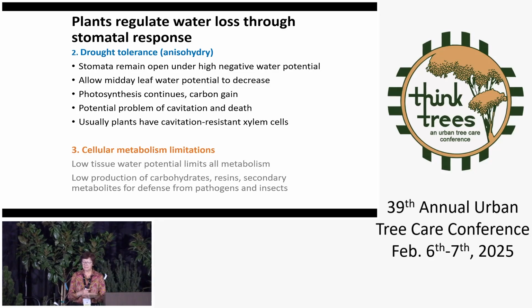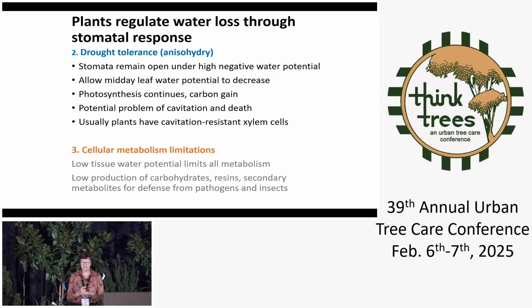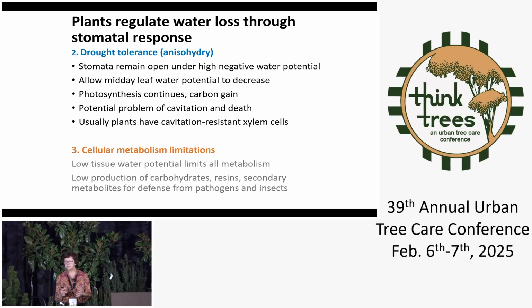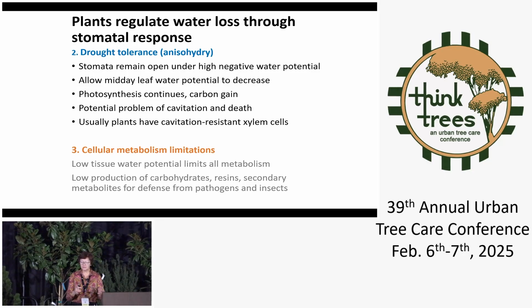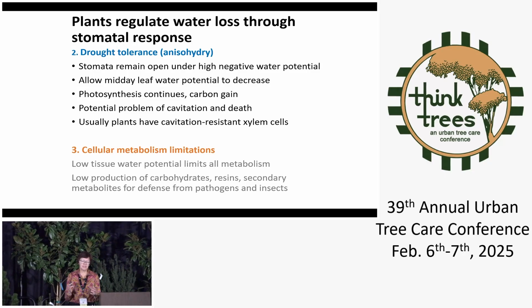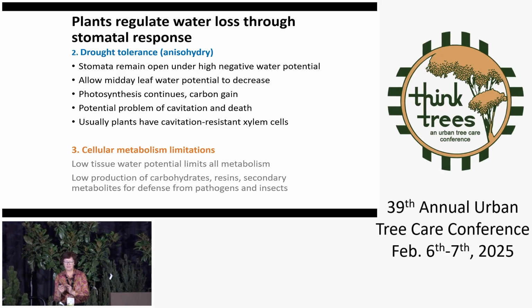And those plants usually have the cavitation-resistant xylem cells. But the low tissue water potential limits all metabolism, and low production then of carbohydrates, resins, all kinds of secondary defense chemicals happens. And that is one of the reasons why the plants that are drought stressed are much easier prey for insects and in some cases for plant pathogens.